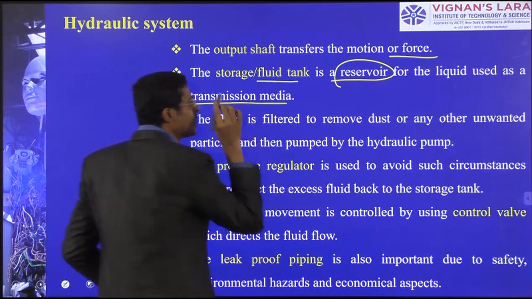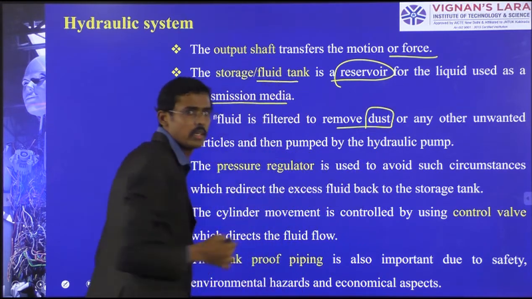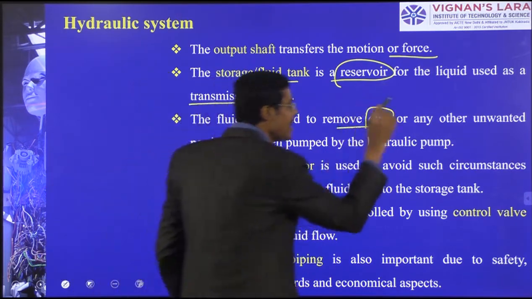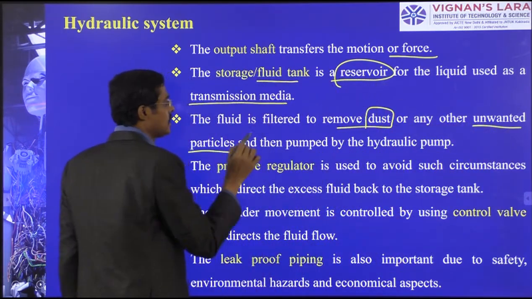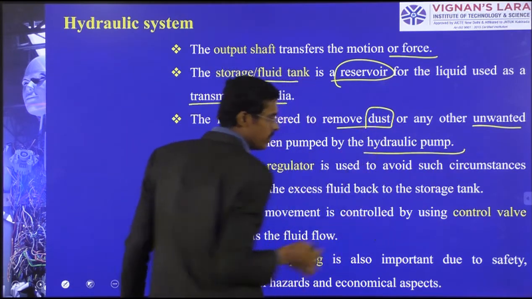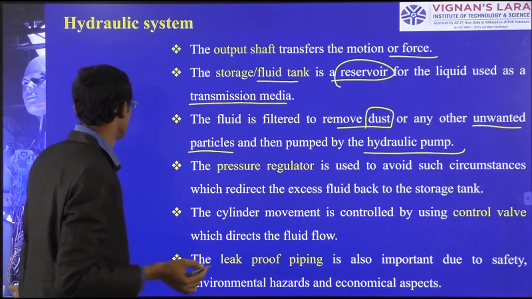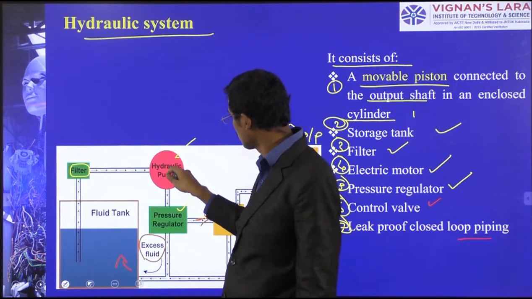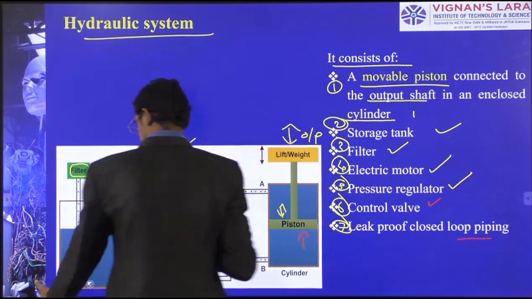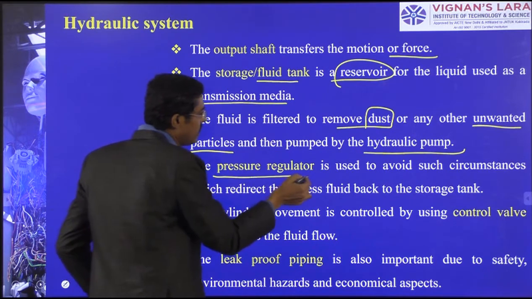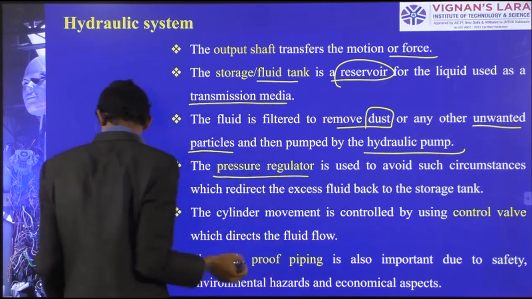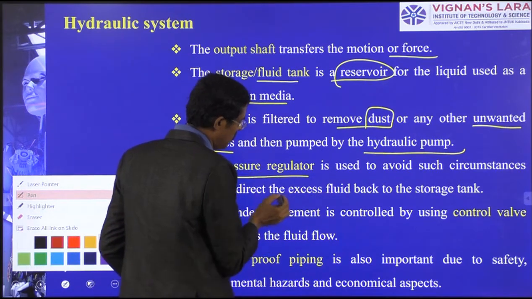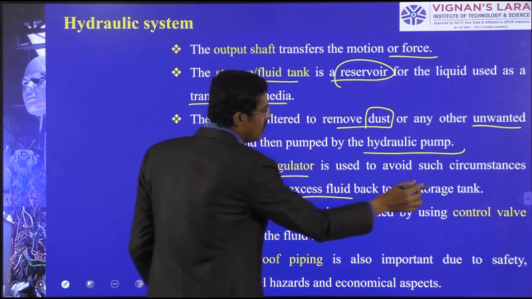The fluid is filtered to remove the dust particles, as I told you earlier, or any other unwanted particles, and then pumped to the hydraulic pump. So from the filter, you see, the filter filters the dust particles and impurities and it is pumped towards the pump through the pressure regulators. The pressure regulator is used to avoid such circumstances, which redirects the excess of fluid back to the storage tank.